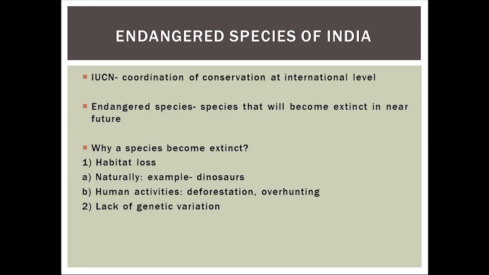Now, why does a species become extinct? There are two main reasons for that. First is loss of habitat, and second is inability of the species to adjust to changing environment, which is mainly due to lack of genetic variation. Let us first discuss loss of habitat. Habitat loss can occur due to natural phenomena like flood, landslide.